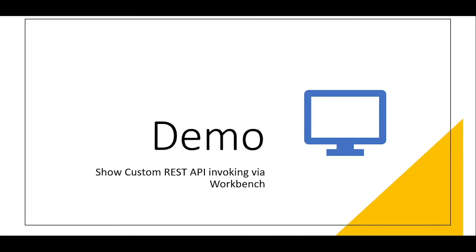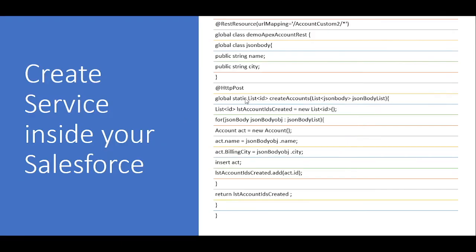So in this demo, we will see custom REST API. And as I said, the benefit of custom REST API is you can do multiple record insertion or update in one transaction. So I'll try to demo how you can insert two accounts in one transaction. I have this sample code which I will explain. I'll copy this code to my Apex class and see how we can use it.